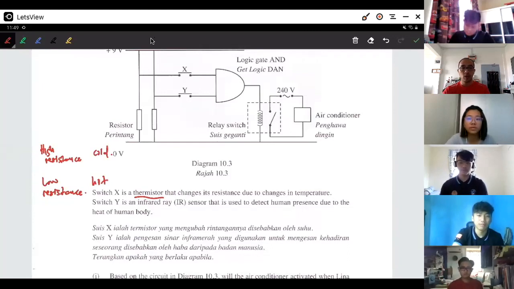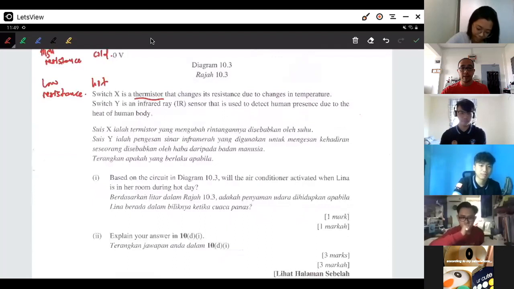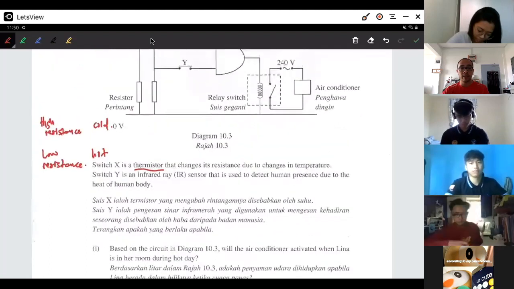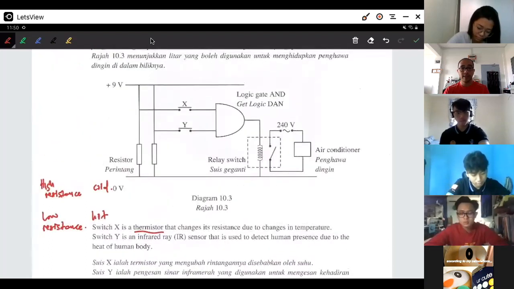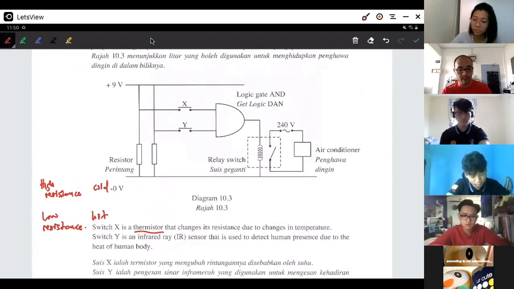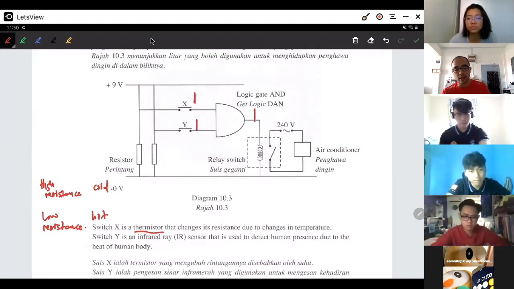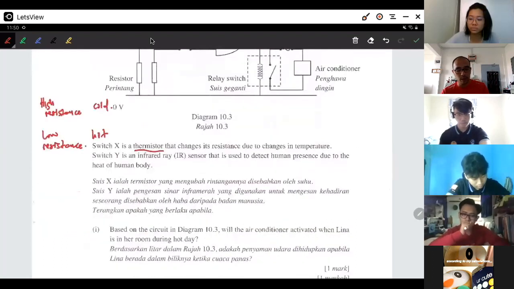Yes, okay. So, based on the circuit diagram, will the air conditioner be activated when Lina is in her room during the hot day? Based on this, will it be on or will it be off? Where is the thermistor? X is the thermistor. So when it is a hot day, it will be low resistance. Low resistance means 1. And then Y will be 1, so this will be 1 because it is an AND gate. So this will be on.